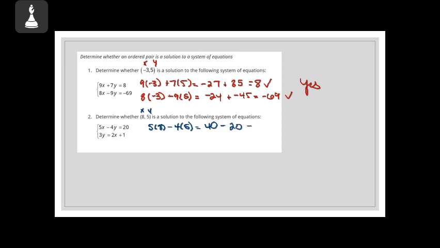Check the second one, 3 times y. So 3 times 5 has to equal 2 times 8 plus 1. 3 times 5 is 15. 2 times 8 is 16. 16 plus 1 is 17. Oh, this one does not work. So overall, no, this is not a solution for the system. So remember, in order for it to be a solution for the system, it has to work for both equations.